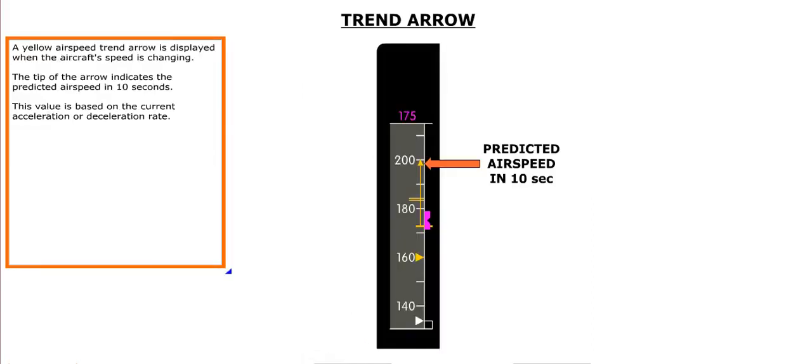A yellow airspeed trend arrow is displayed when the aircraft's speed is changing. The tip of the arrow indicates the predicted airspeed in 10 seconds. This value is based on the current acceleration or deceleration rate.